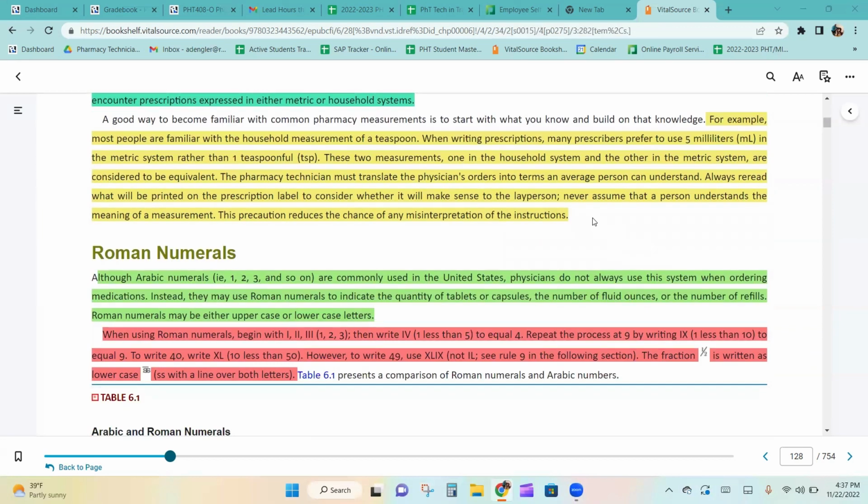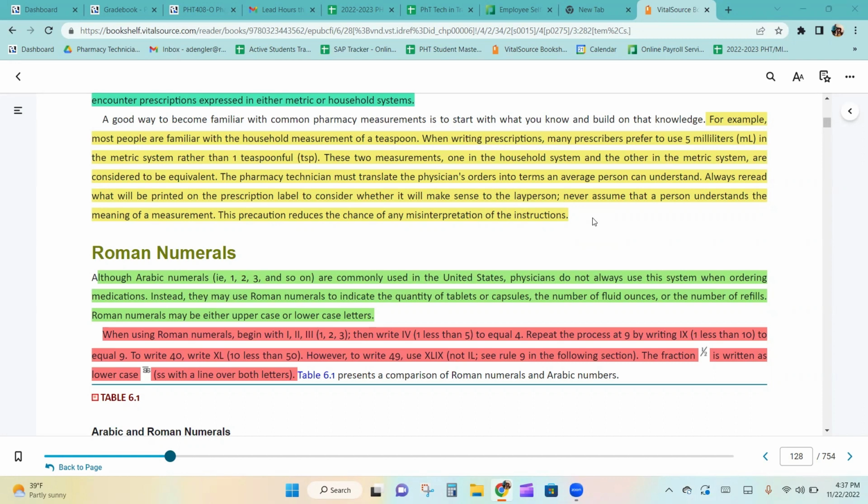Although Arabic numerals, which are just our regular numbers, 1, 2, 3, 4, 5, and so on, are commonly used in the United States, physicians do not always use this system when ordering medications. Instead, they may use Roman numerals to indicate the quantity of tablets or capsules, the number of fluid ounces, or the number of refills. Roman numerals may be either uppercase or lowercase letters.